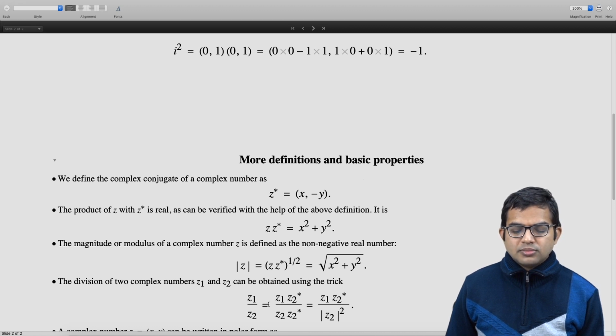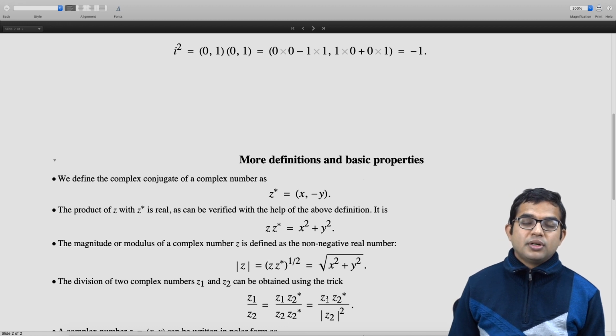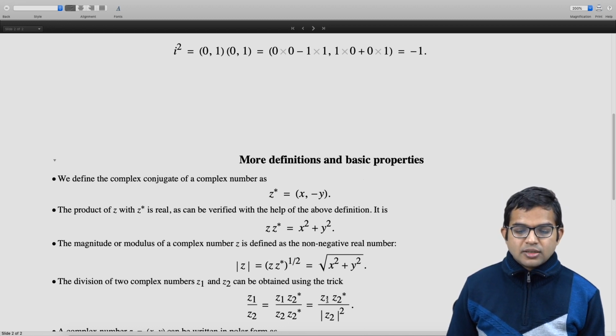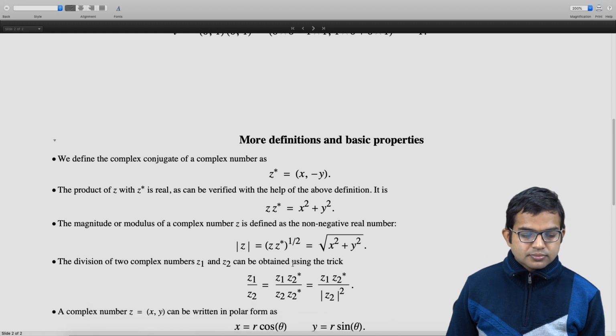So z1 divided by z2 can be written as z1 times z2 star divided by z2 star. You just multiply and divide throughout by z2 star, and then make use of the fact that the denominator now becomes a real number. So then it's just like a multiplication of two complex numbers, z1 times z2 star, right? So this property and similar properties, there are tricks associated with the modulus, and it has great utility.